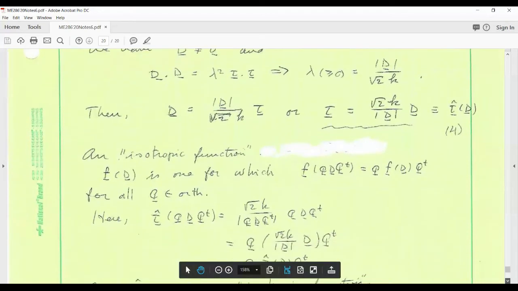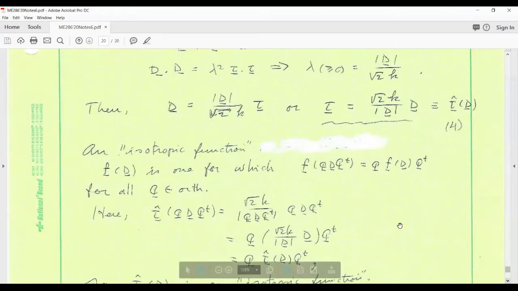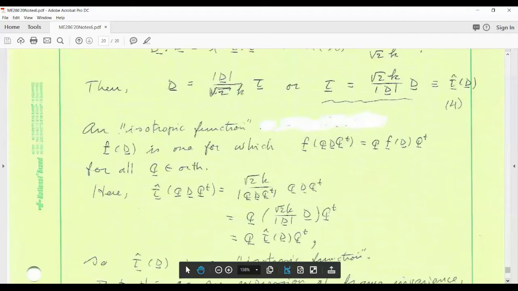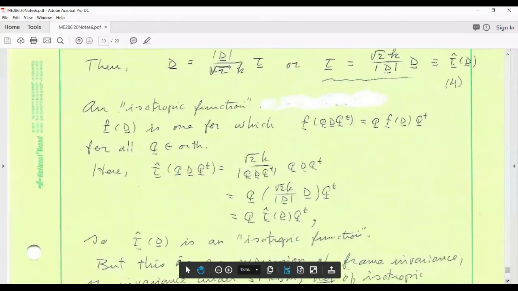For example, the stress in a viscous fluid will satisfy this condition, the constitutive function for the stress. We can show that this function tau hat of D is isotropic in this sense. Replace D by Q D Q transpose everywhere that it occurs. Downstairs here, the norm of Q D Q transpose is the same as the norm of D, just use the trace definition of the norm. That's the square root of the tensor dotted with itself. And then the Q's can be factored out, Q in front, Q transpose in back, so we just get Q tau hat Q transpose.